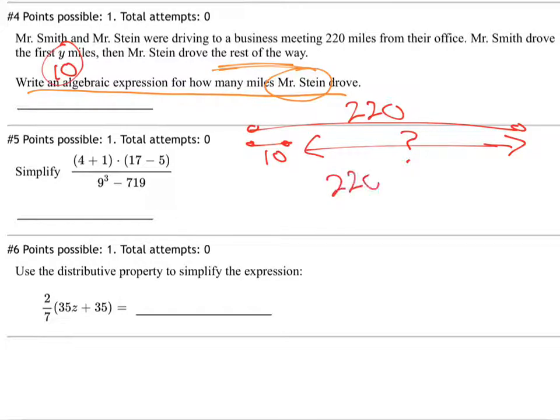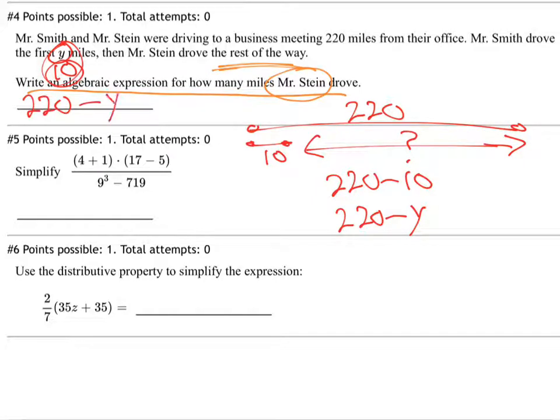We take 220 and we subtract the 10. So now it's not really 10. What's the 10 supposed to be? Y. So the answer is 220 minus y. We think better with numbers than we do with letters. Just think it out with a number and then stick back in the letter again. That making sense? So it's 220 minus y.